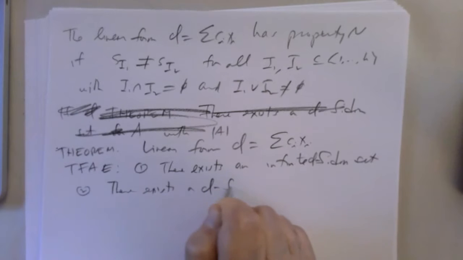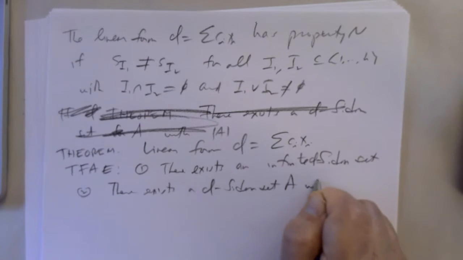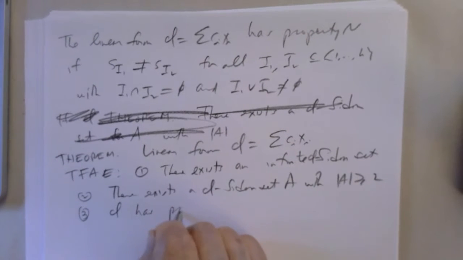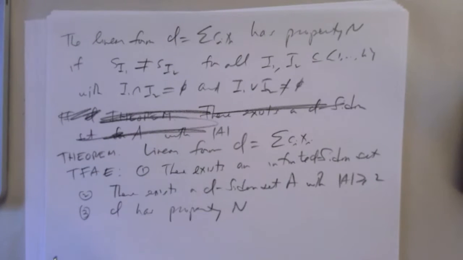The second is there exists a phi Sidon set A that has at least two elements, and the linear form phi has this property N, which means pairwise distinct coefficient subset sums. So it's clear, of course, if you have an infinite set, you certainly have an infinite Sidon set that has at least two elements. And I just proved that if you have a Sidon set that has at least two elements, then the linear form has this property N. And what takes a little bit of work is to prove that this is sufficient. If you have a linear form with this property N, then there exists an infinite Sidon set.